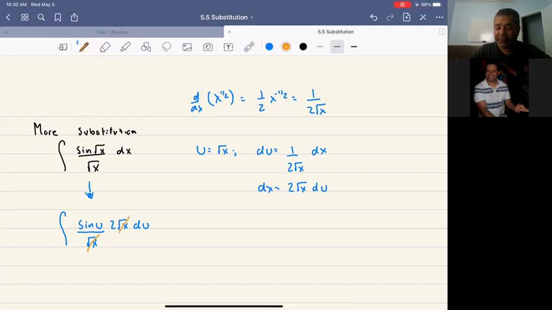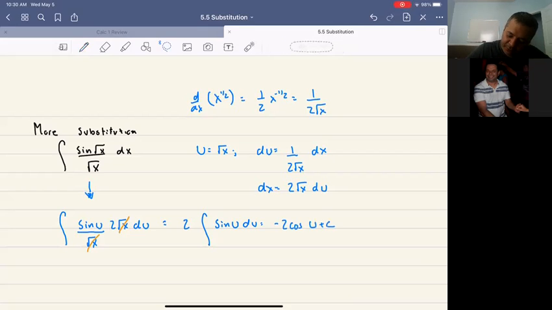That's the whole point: your new integral should not have x in it. So you're going to get 2 times the integral of sine of u du. The integral of sine is negative cosine, plus some arbitrary constant, of course. So we're going to get negative 2 cosine root x plus c as our answer. All right, let's do another one.